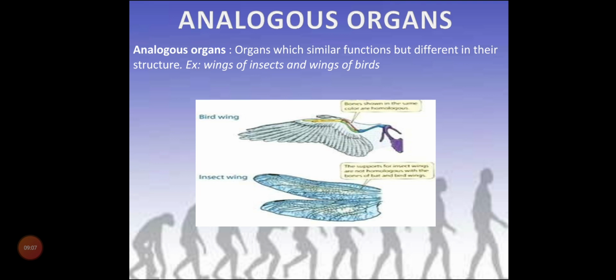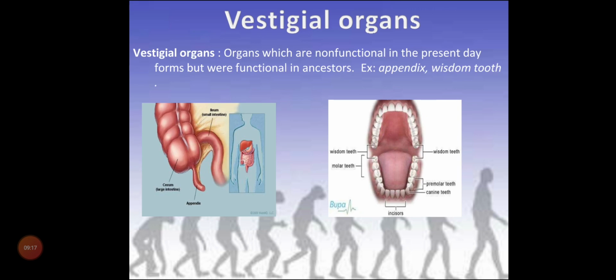Clear? Okay. Next, we are going to see about the vestigial organs. The organs which occur in reduced form and are useless to the organism but are homologous to the fully developed functional organs in the ancestors or related forms are called vestigial organs.